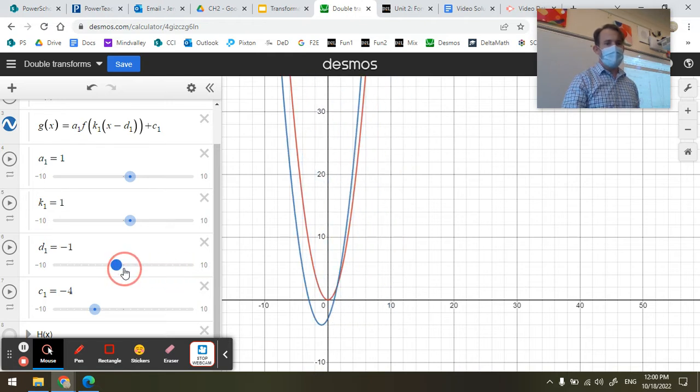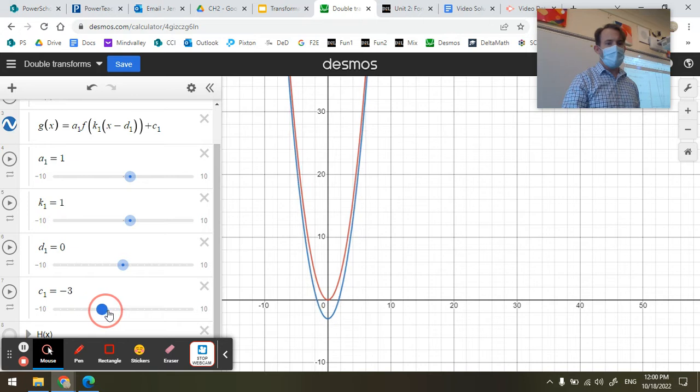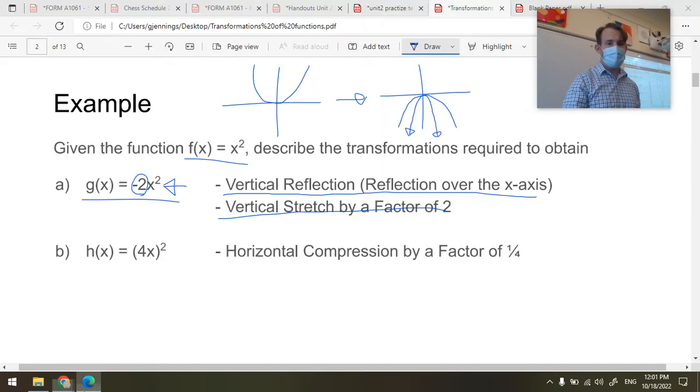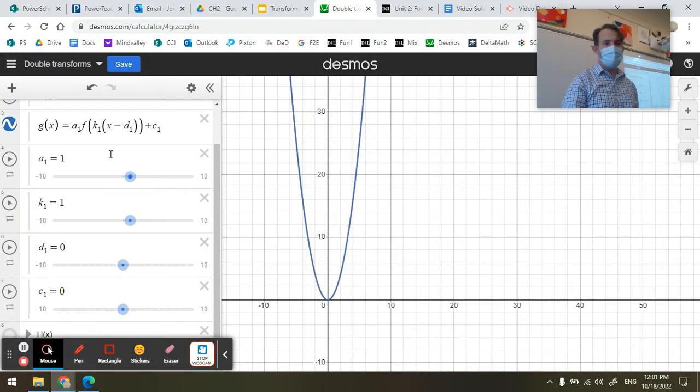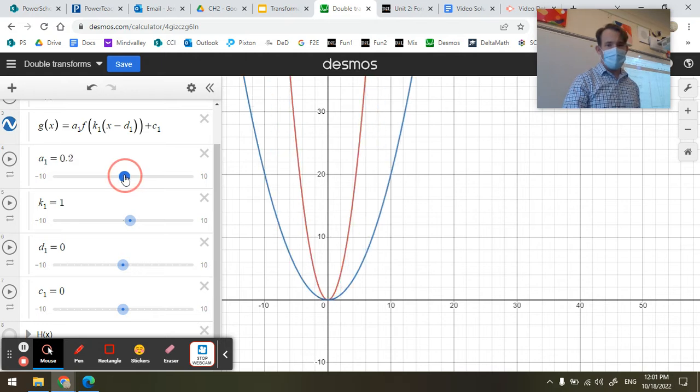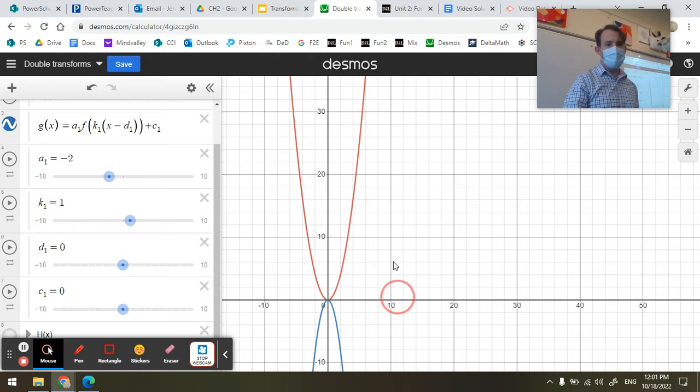D and C, if you will recall, are adding or subtracting to inputs and outputs. That's a topic for tomorrow. But A and K are what we're looking at today. A is when I multiply outputs, and K is when I multiply inputs. So here we were looking at this transformation, negative 2x squared. If you want help visualizing that, you grab your A slider and take it from 1, the multiplicative identity, and yank that down to minus 2.